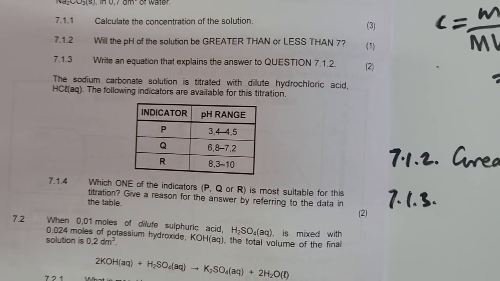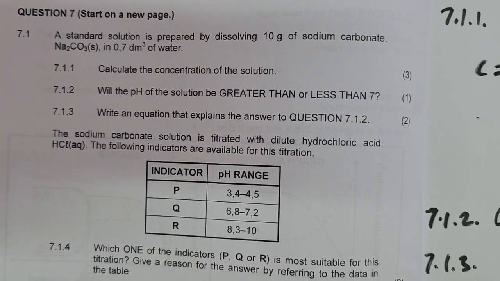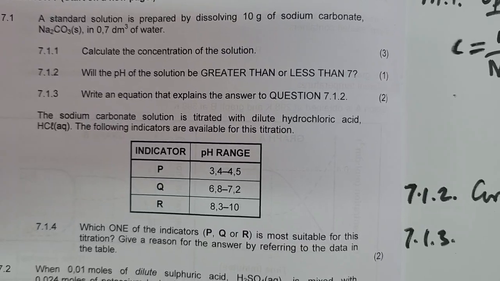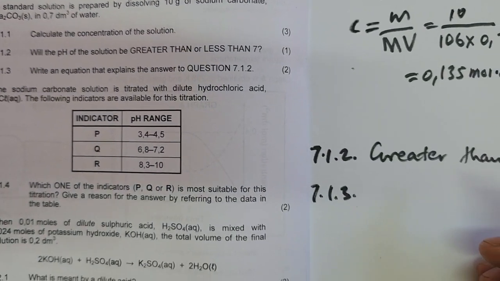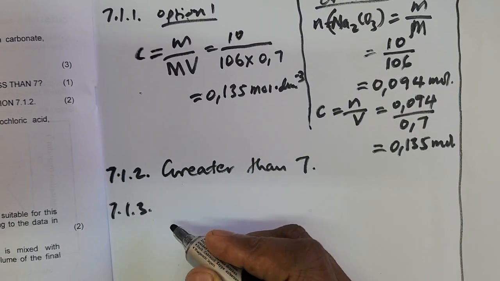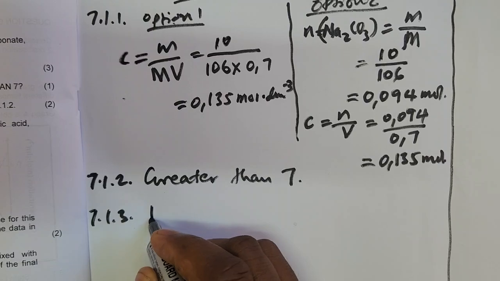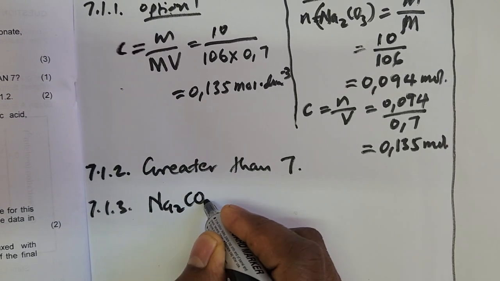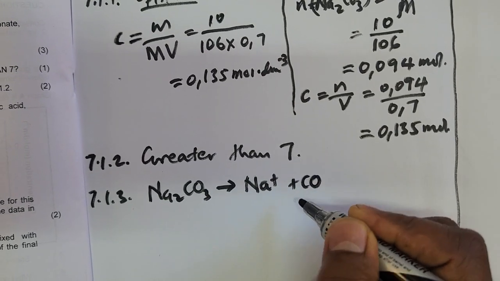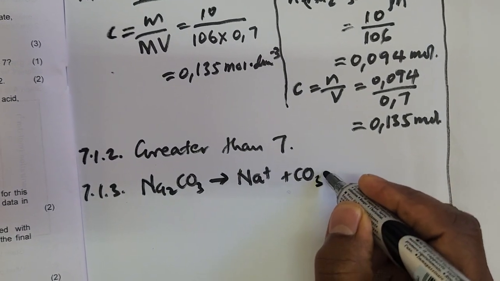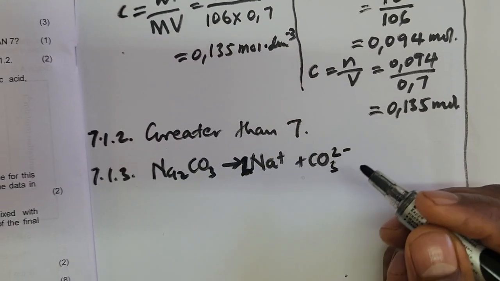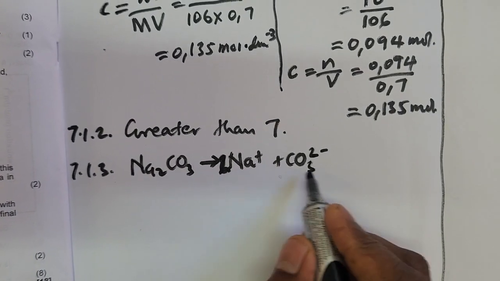7.1.3. Now explain: you write an equation that explains the answer to question 7.1.2. Let me just try to explain and not be academic on this one. Firstly, you need to ionize the sodium carbonate. There's no mark for that. Sodium carbonate will form 2 sodium ions plus a carbonate ion. And then we are going to analyze these 2 ions.